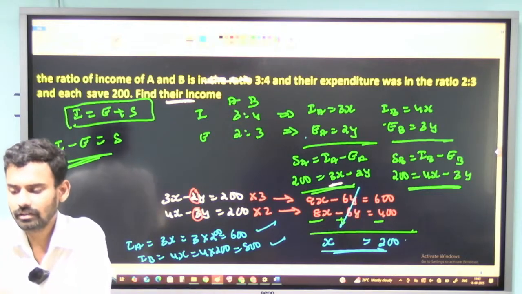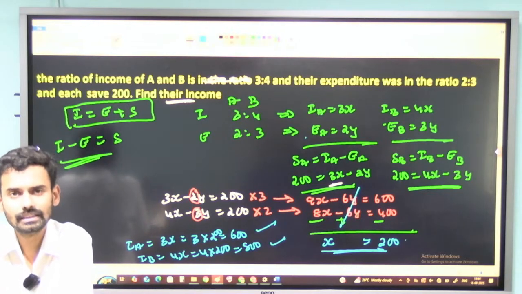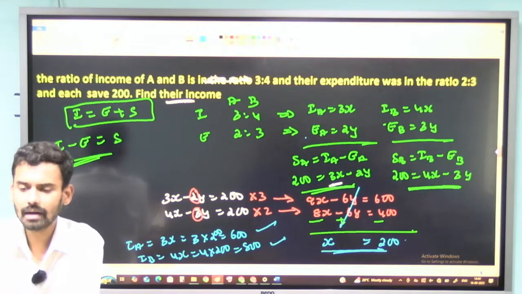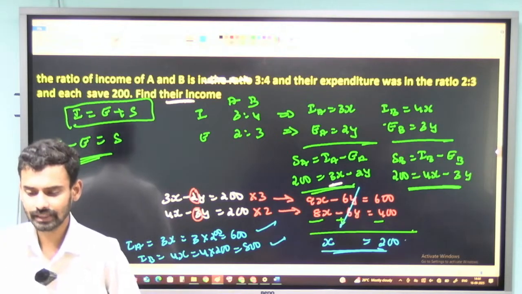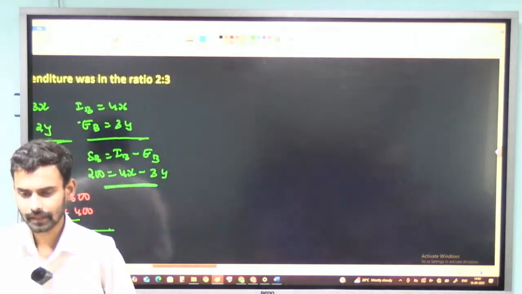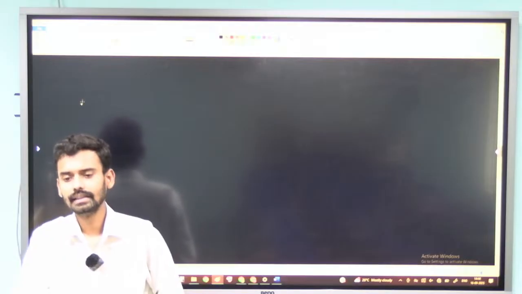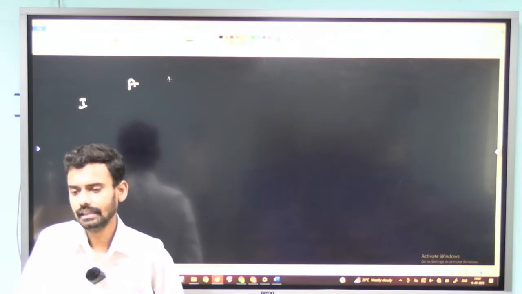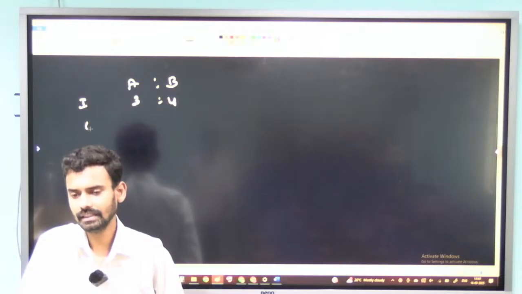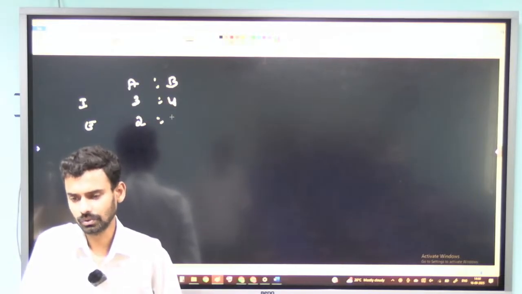This is how we will be doing these types of questions using the basic method. However, we can apply the ratio method in order to get the answer. So let us see how to solve these types of questions using the ratio method. Income of A is to B is given to me as 3 is to 4, and expenditure is given to me as 2 is to 3.